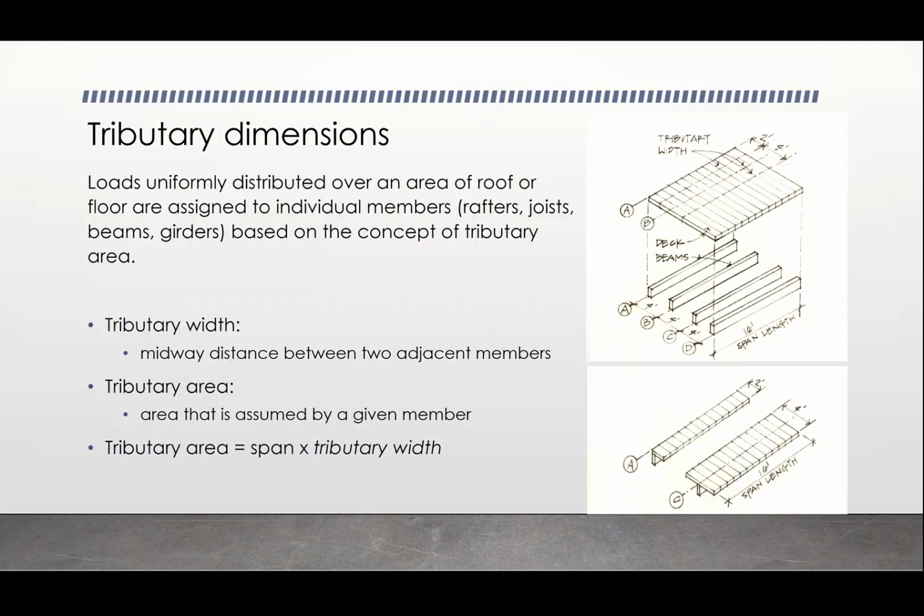Okay, so one of the hardest concepts to begin with for load tracing is getting the tributary dimensions. The loads uniformly distributed over an area, roof or floor, are assigned to individual members, rafters, joists, beams, or girders, based on the concept of tributary area. The problem is always going to start off with, these are the live loads and the dead loads that are acting on the first layer of the structure.